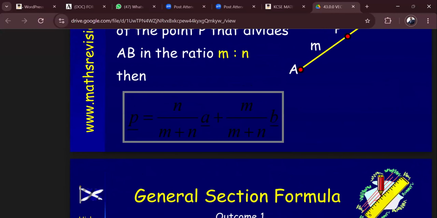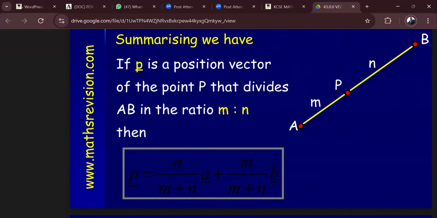Before I explain more, before I give an example, have you finished? Can I move to the example? This will help you a lot. This one is highly examined, and it is also applied in vectors too. So if you have finished, we can look at an example.